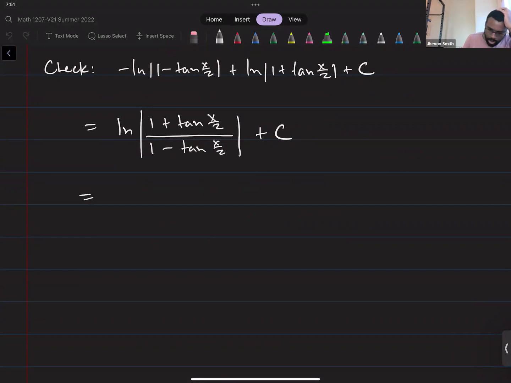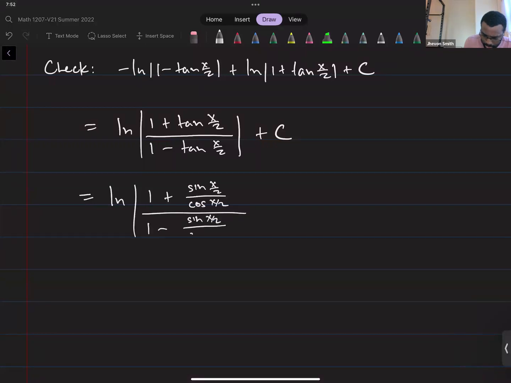And probably what I would do at this point. So there are some half angle formulas for a tangent, but I never remember them because I hardly use them. So I'd probably just write this as sine over cosine. Or use half angle.